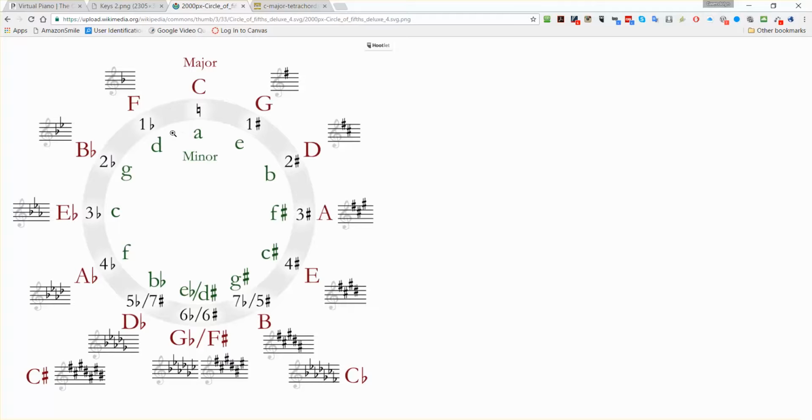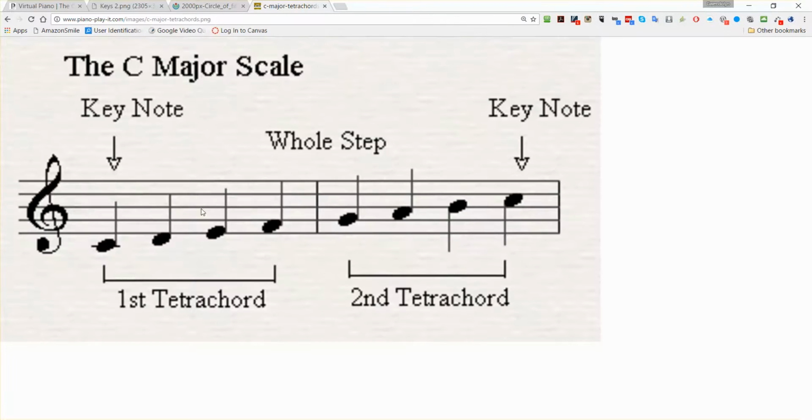So here's our circle of fifths. So now you understand how the circle of fifths is derived. It's derived from the tetrachord system, tetrachord pattern, forgive me. So again, here's the tetrachord. First tetrachord, which is basically whole step, half step. The second tetrachord, whole step, half step. And these two tetrachords are put together by a whole step. Thus the pattern, whole step, half step, whole step, whole step, whole step, half step, which is our major scale.